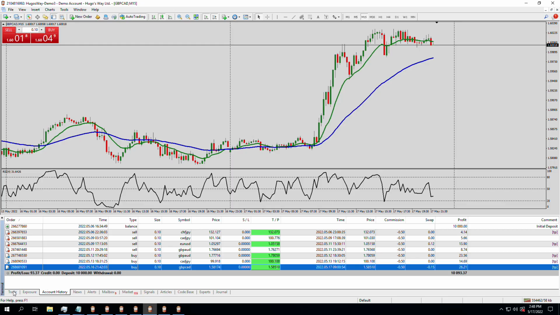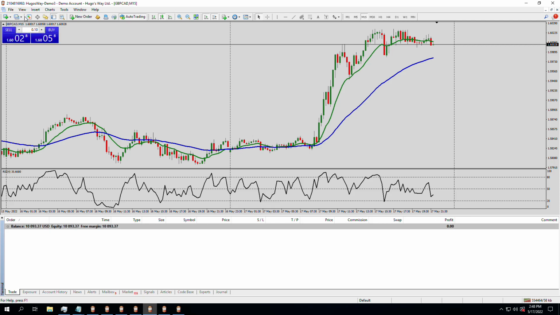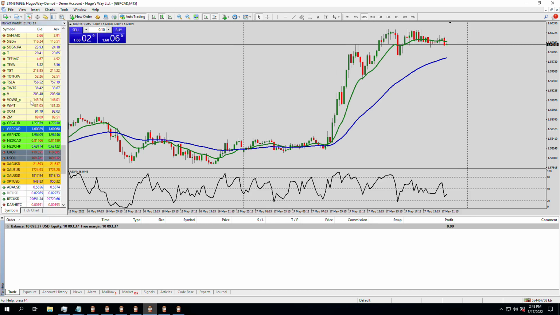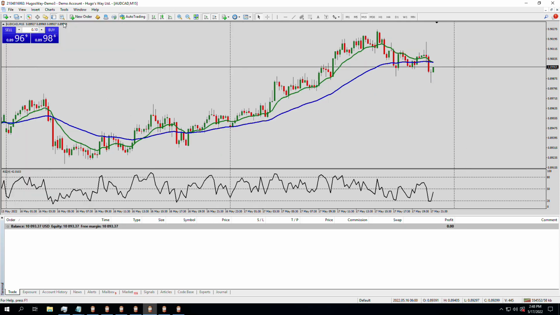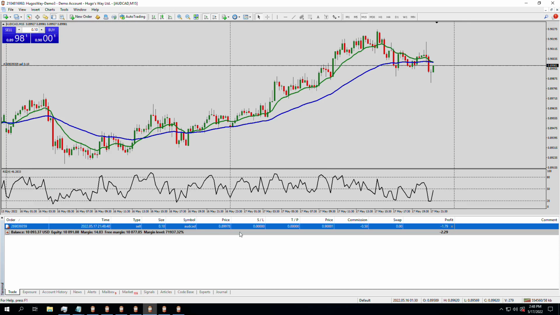Here we are. Let's go back to the trade terminal. Let's open up AUD CAD and let's sell. Here it is, AUD CAD. Let's drag it to the chart. Get rid of the terminal. We are in AUD CAD. We said sell. We're going to go ahead and hit sell. We are in a trade.